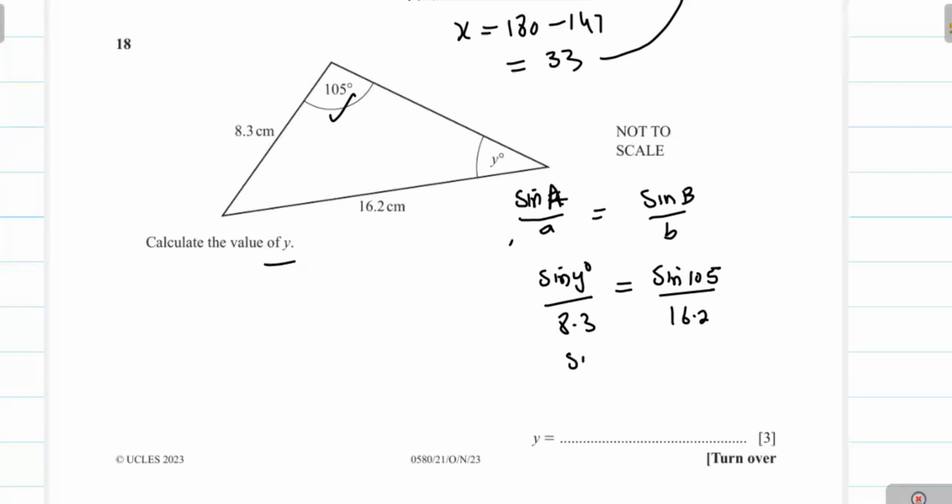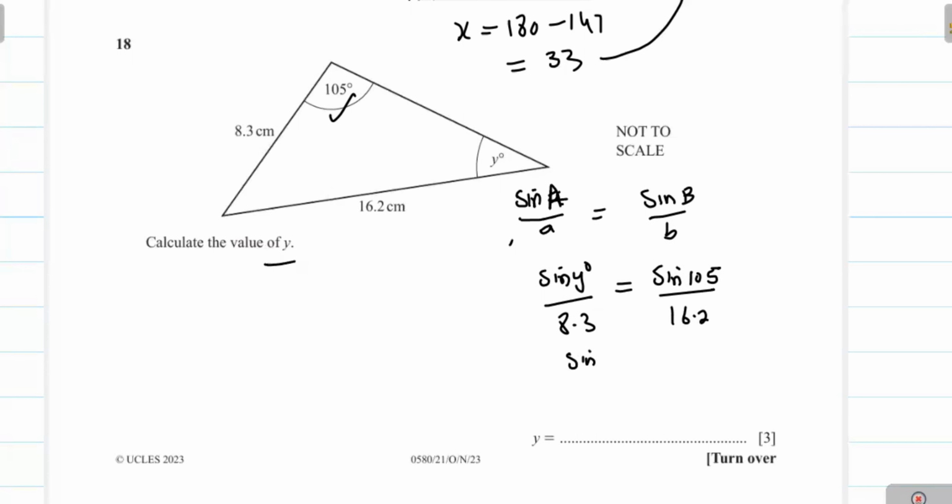Now we can write sine y will be equal to 8.3 multiplied by sine 105 divided by 16.2. That will be equal to 0.494, and we take the sine inverse. So y equals sine inverse of 0.4948, and this value will be equal to, taking the sine inverse here, 29.66 degrees. Therefore, we write 29.67. This is the angle y degrees.